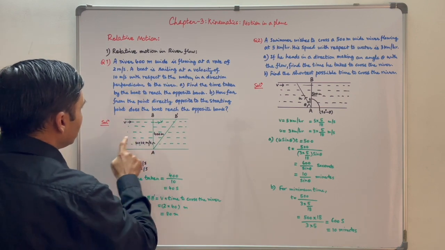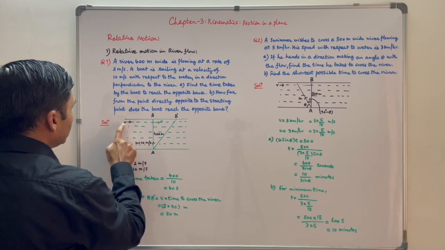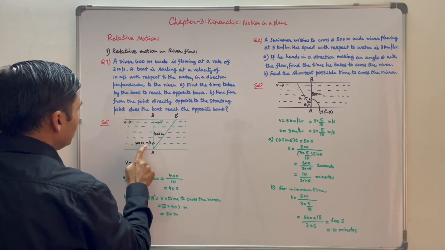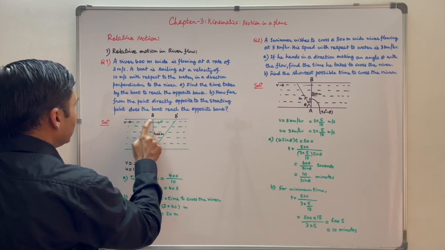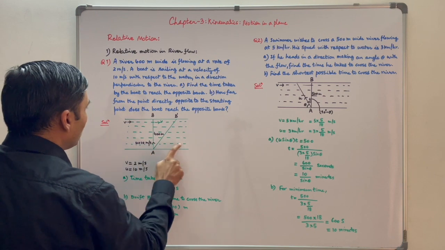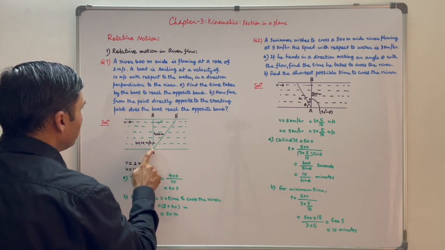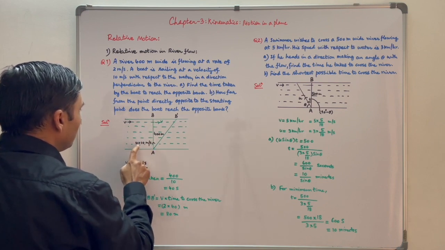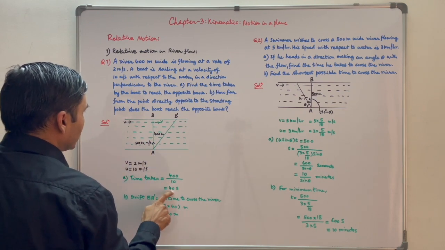Suppose this is the river. The width of the river is given as 400 meter. The velocity of river water is v. The velocity of the boat is u with respect to water. It is sailing along the line AB, that is perpendicular to the flow of water. Now the time taken in this case will be the minimum time. So time taken will be distance upon velocity of the boat with respect to water. So that is equal to 400 upon 10, that is 40 seconds.